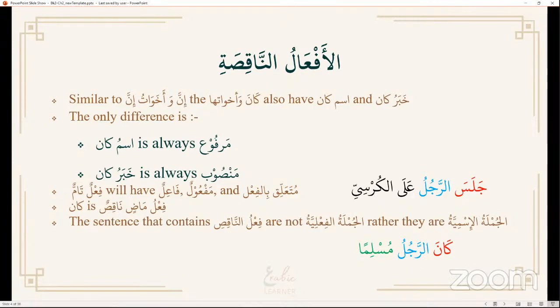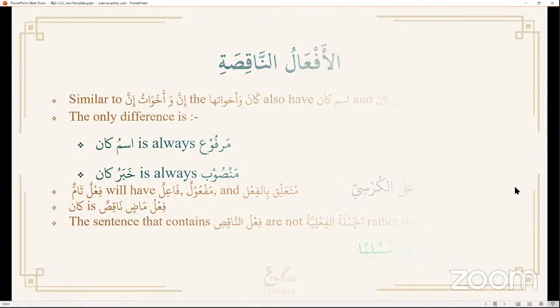I hope it's not difficult. Okay, I will give you the examples of mutalik bil khabar, my sisters. Inshallah, it's coming in the slides.